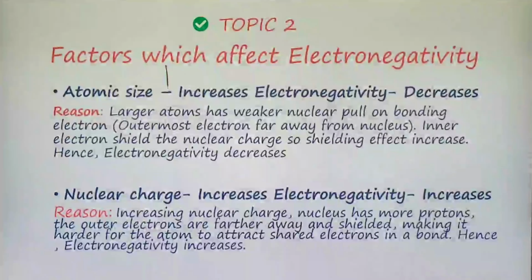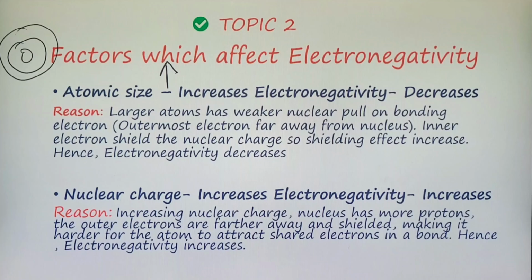As the atomic size increases, as the size of the atom keeps on increasing, the nucleus is becoming farther away from the electron. So the electronegativity, the tendency to pull the electron, the tendency to attract the electron, is going to decrease. As the size increases, the tendency to attract the electron is going to decrease. Okay. The second factor is nuclear charge.